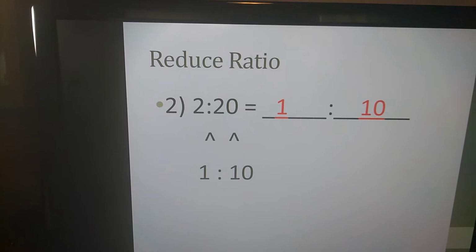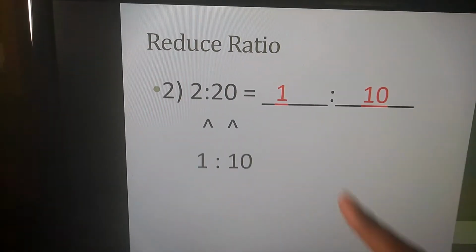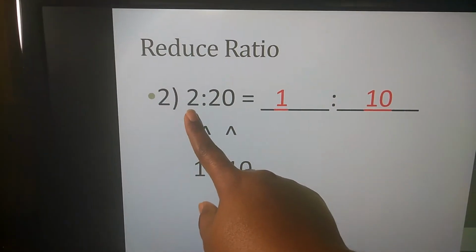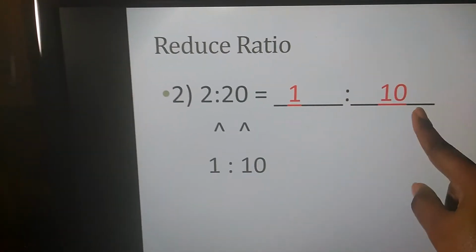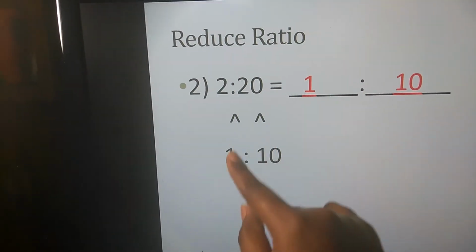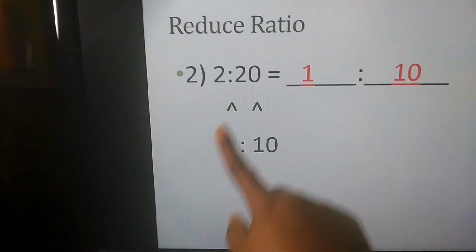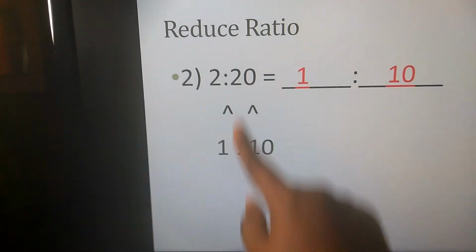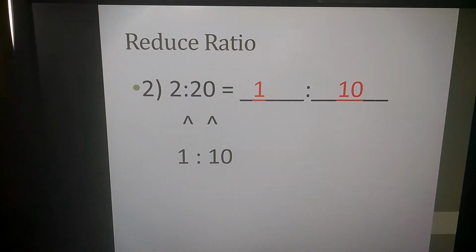Okay, so we're going to reduce this ratio, and we have 2 to 20. So 2 goes into 2 1 time, and 2 goes into 20 10 times. I put it here just so you see how I got this. So 2 goes into 2 1 time, 2 goes into 20 10 times, and 1 to 10 is the answer for that.